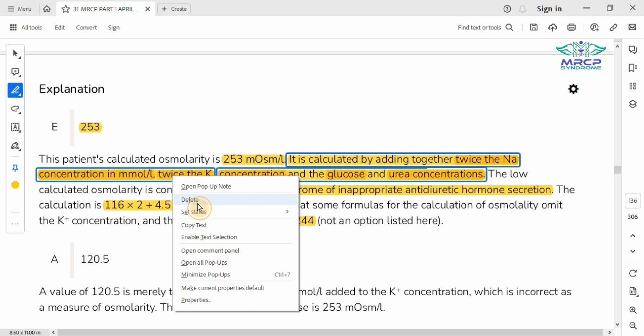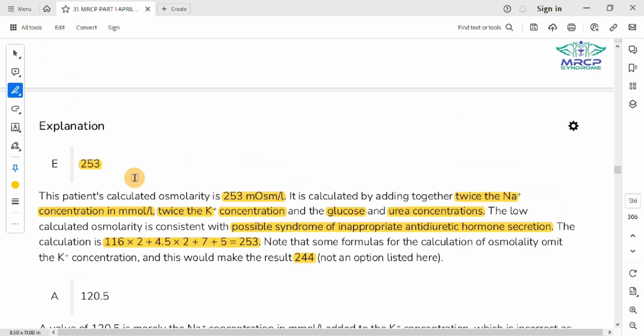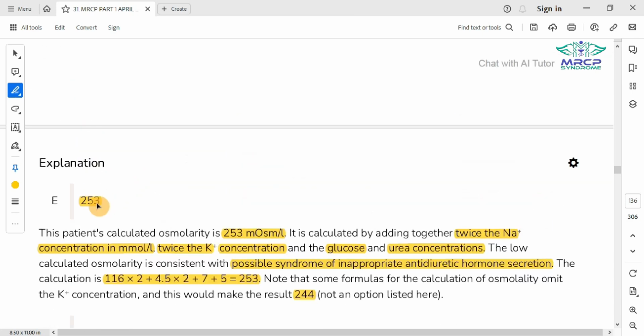So 2 into sodium plus 2 into potassium plus glucose plus urea concentration. And in most of the cases, they will give you the closer value. Like if the calculation is 253, they will give an option like 250 or 255. So you'll be choosing the closest one.